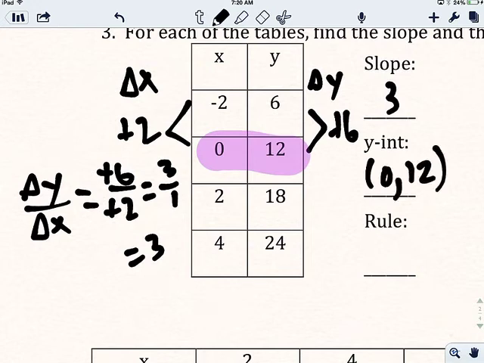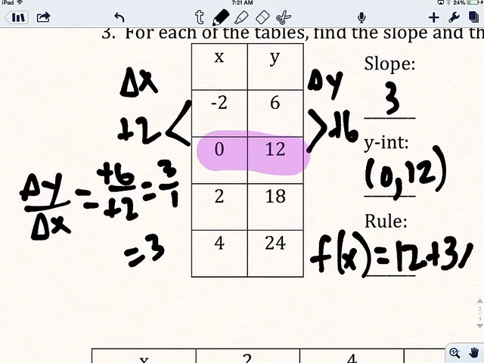I'm going to write that as the point (0, 12). And so then I can write the rule, and so y-intercepts are constants, so it's not going to have a variable next to it. And I should, pardon me, out of habit, write this as a function rule. f(x) equals the constant 12, which is going to be by itself, and then the slope says add 3 every time for x.